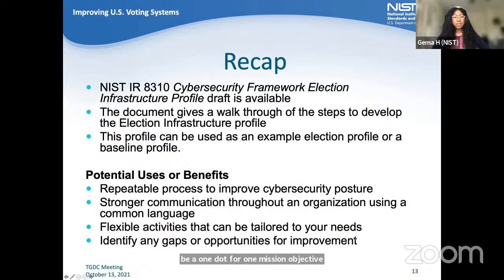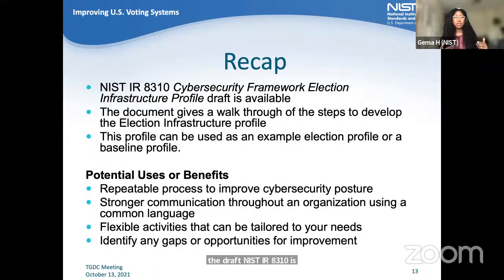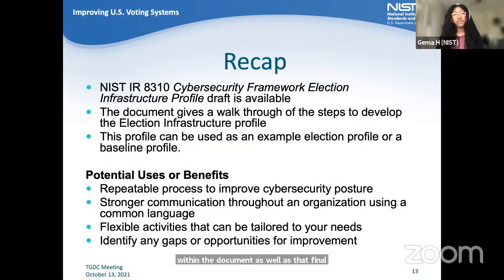So just to recap a little bit, the draft NISTIR 8310 is available. What I just went over is kind of what you'll find within the document, as well as that final dot chart that shows the prioritization breakdown for all of the mission objectives that were discussed in the document. This profile could be used as an example or reference profile, or as a baseline if you want to compare it to see if there are any gaps or if you align with the same priorities.